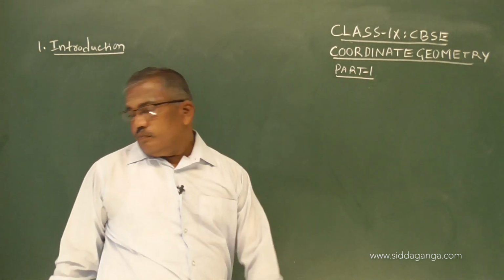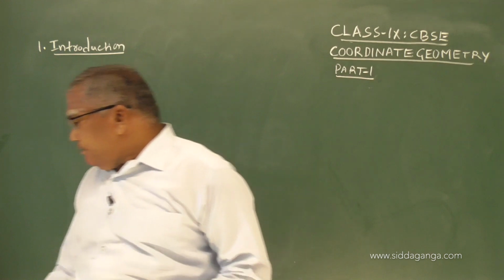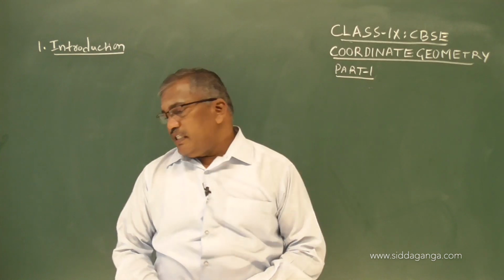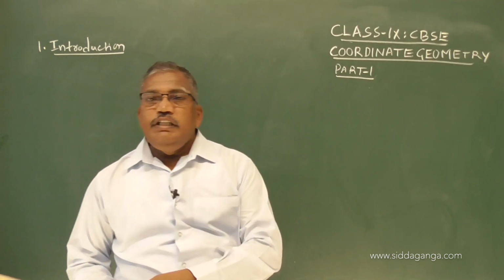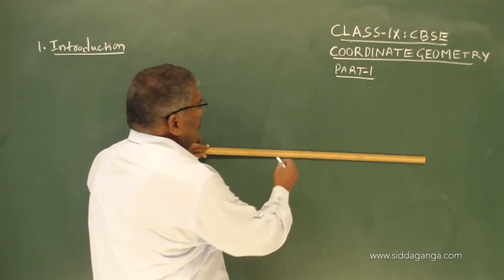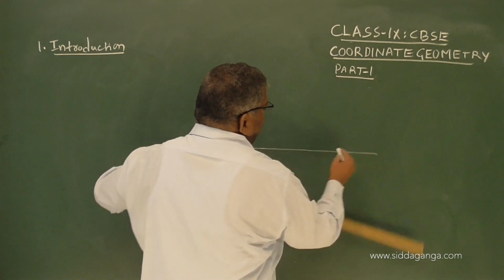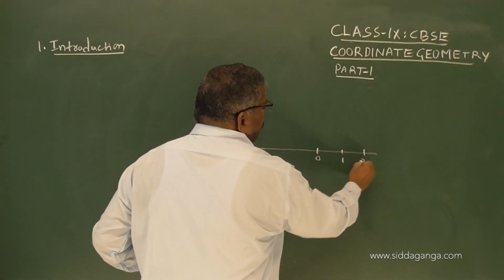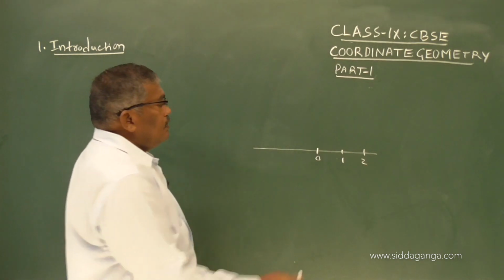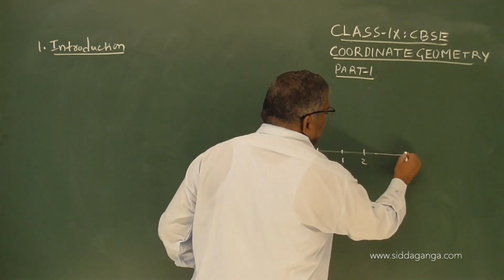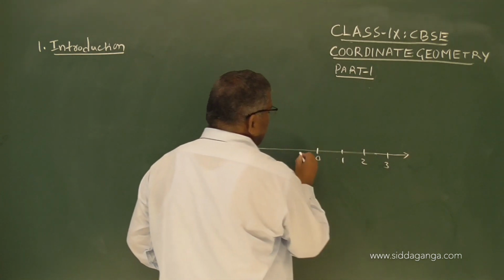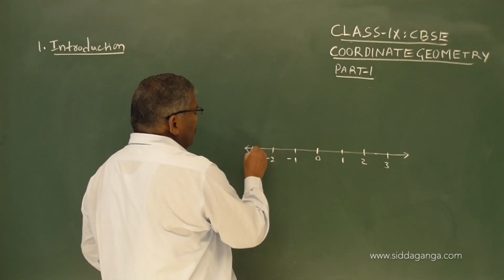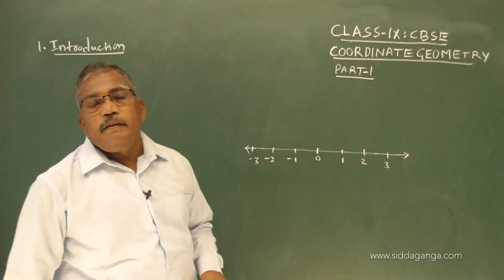So now, see, you have studied the number line in your previous classes. So in a number line, there will be 0 in the middle. So 1, 2, 3 on the right side of the line, like this, and if you come to the negative direction, minus 1, 2, 3, etc. So this is the number line.